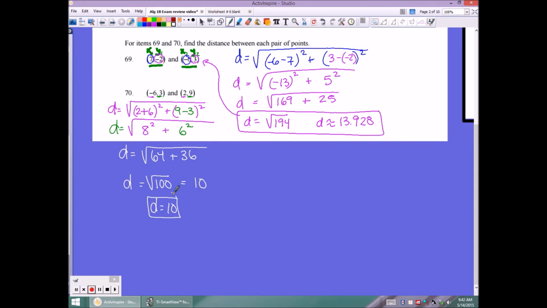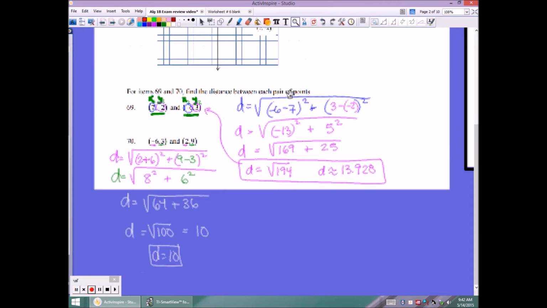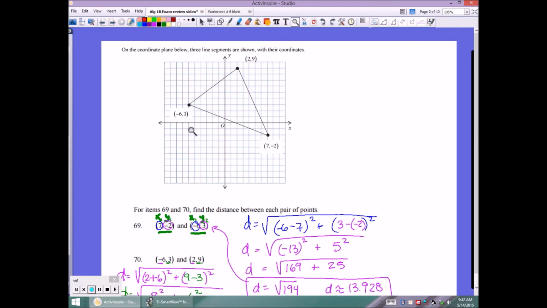Technically I didn't have to look at the graph. But if you had extra time, you might want to go back and double check, count, draw the triangle. You could always double check your work that way. All right, hope that was helpful.